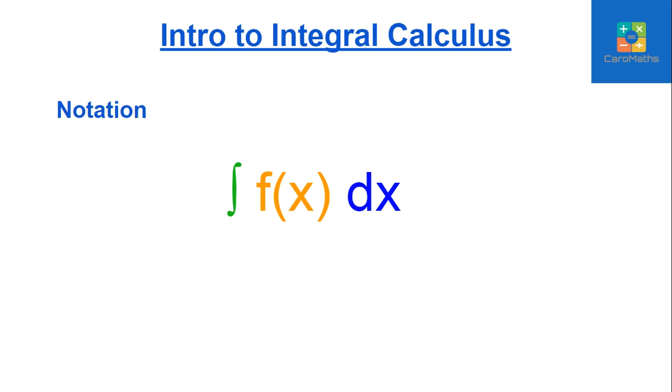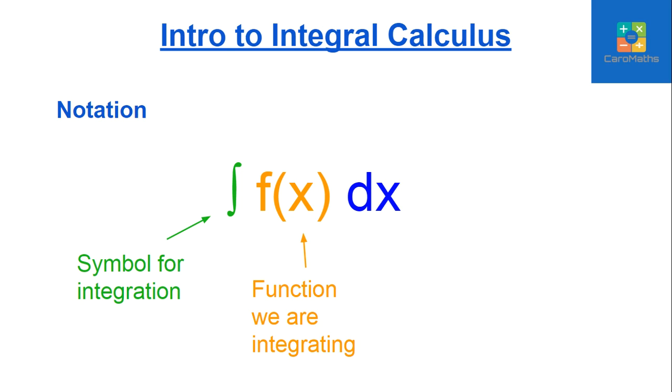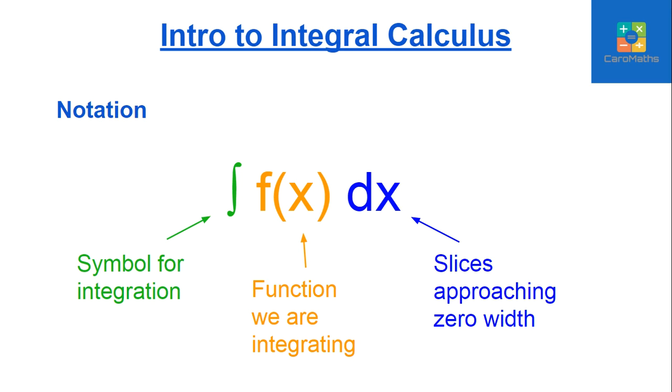So the green squiggle, it looks a bit like an S, because remember we're really summing up lots and lots of little slices. Well, that's just the symbol for integration. And f of x is our function that we're integrating. And dx just means that the slice is approaching zero width. So with our graphs, first the slices were 2 squares wide, then they narrowed to 1 square, and then they were only really a very thin slice approaching zero width.